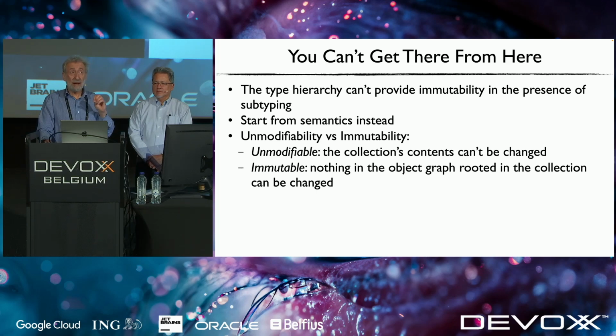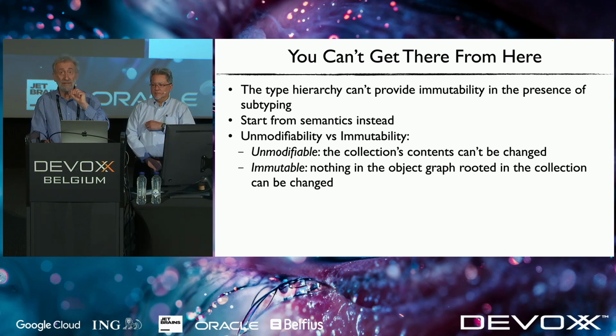Something that's immutable really can't be changed. The whole object graph cannot be observed to change at all. So it's not only the elements in the collection, but the objects that they point to, and the objects that they point to, and so on, right through the whole object graph, can't be changed.